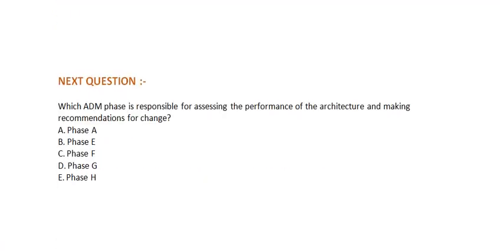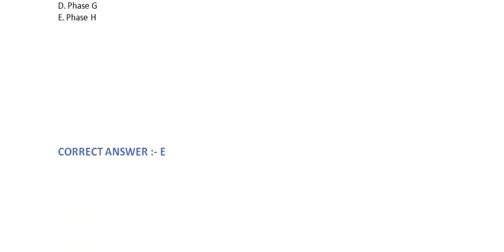Next question is, which ADM phase is responsible for assessing the performance of the architecture and making recommendations for change? Option A, phase A. Option B, phase E. Option C, phase F. Option D, phase G. And option E, phase H. The correct answer is option E.